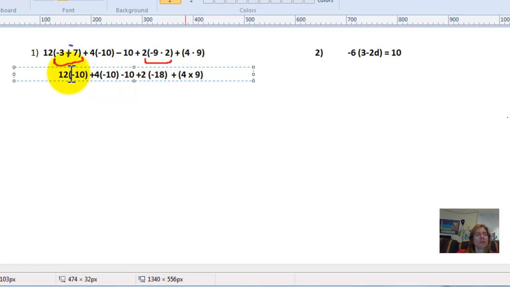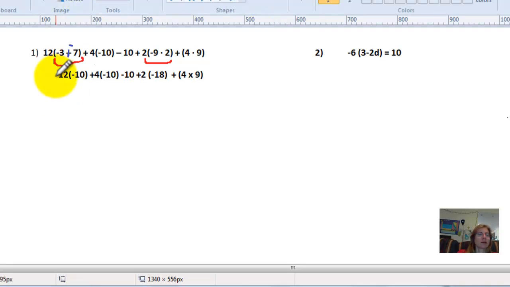What we're going to do next is all the multiplication. There's the 12 times negative 10, the 4 times negative 10, the 2 times negative 18, and the 4 times 9. So let me bracket all of that. This multiplication, 2 times negative 18. Don't be tempted to add anything. You have to do all your multiplication first. So let's do each one of those.